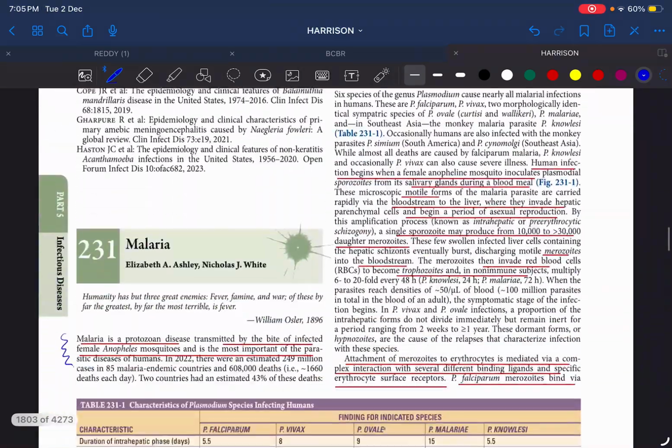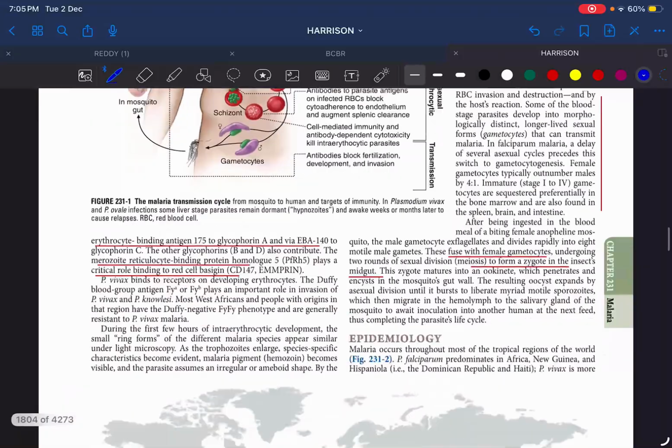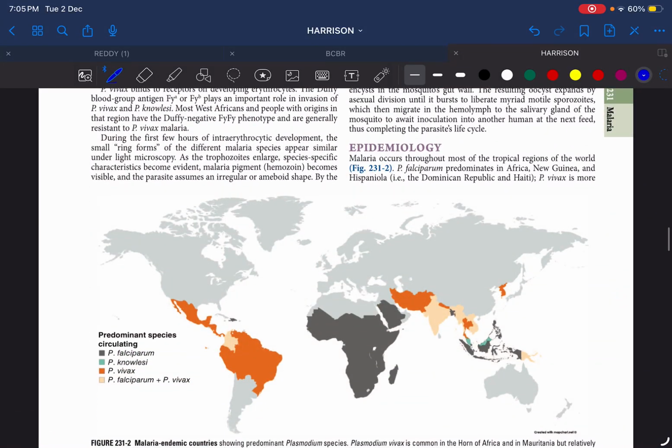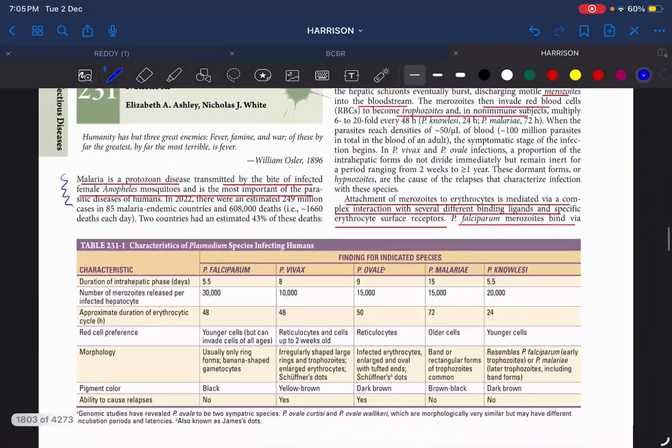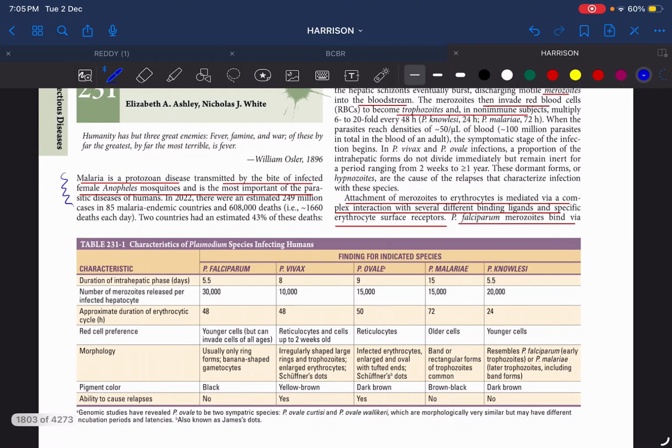Coming into the epidemiology of malaria, it occurs throughout most of the tropical regions of the world, including India. As you can see here, the color is light orange. That means Plasmodium falciparum and Plasmodium vivax. Out of that, falciparum is the most common species of malaria that is found in India. Then, let us see what are the different species of Plasmodium which infect humans. Falciparum, vivax, ovale, knowlesi, and malariae.